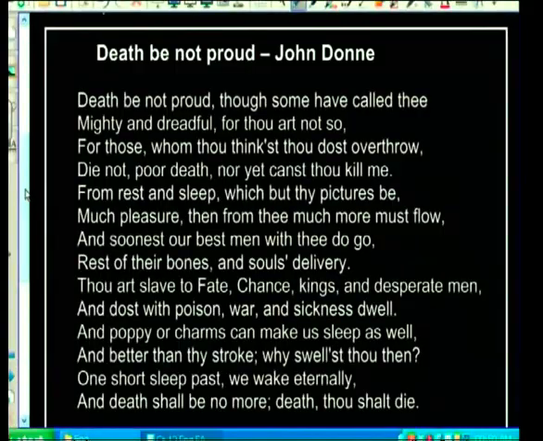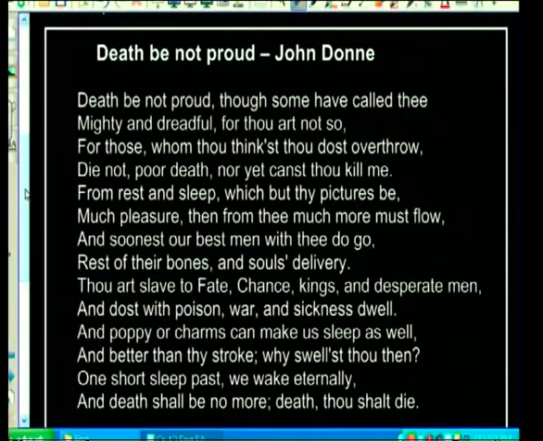And then he says, from rest and sleep, which are your pictures. So for a little time we rest and sleep. That's what you do. Much pleasure. Then from thee much more must flow. So thanks, death. Once we die, in fact, we go to heaven and we are living for eternity.